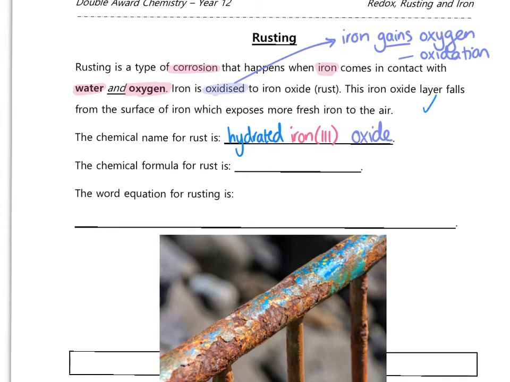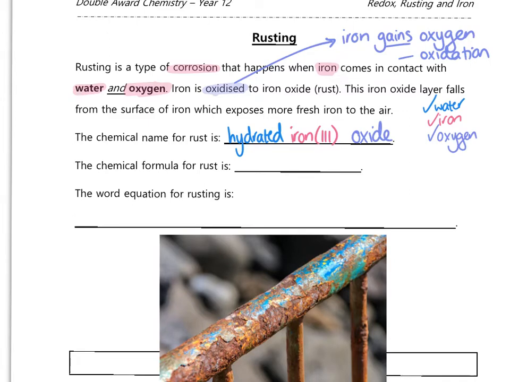Well, in order for rusting to occur, we need water, we also need iron, and we also need oxygen. So you can see I've done it in three different colours there. And those three things that we need for rust actually appear in the name. So hydrated refers to the water, iron obviously refers to the iron, and oxide refers to the oxygen that we need. So when these three things react together, we get hydrated iron oxide, which is rust.